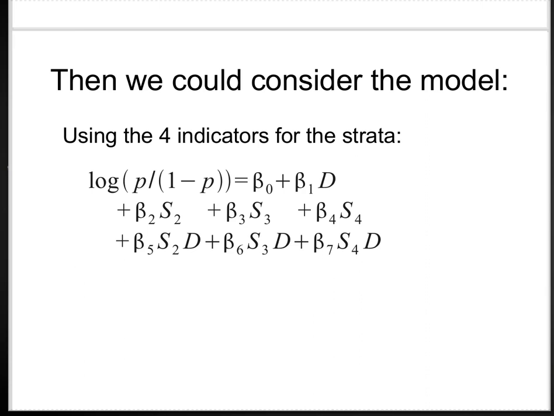This brings up our next significant issue in the assessment of logistic regression models, and that is the notion of a baseline group. Here, it turns out that the regression coefficient beta 1 is the log odds ratio for the young women. Because if we are speaking of the young women, then S2, S3, and S4 are all 0.